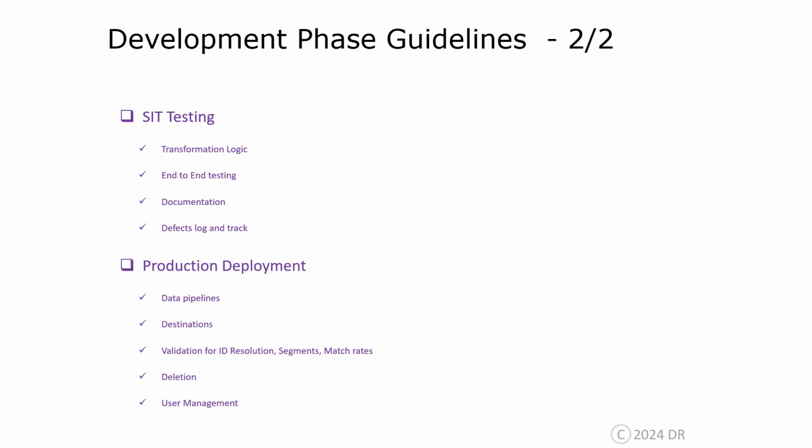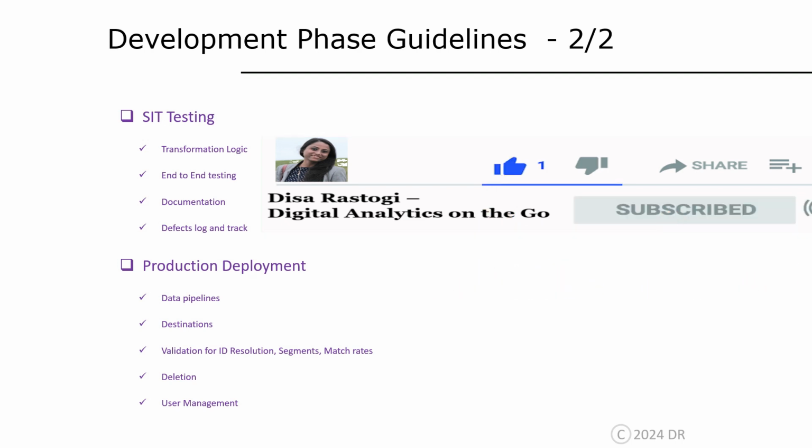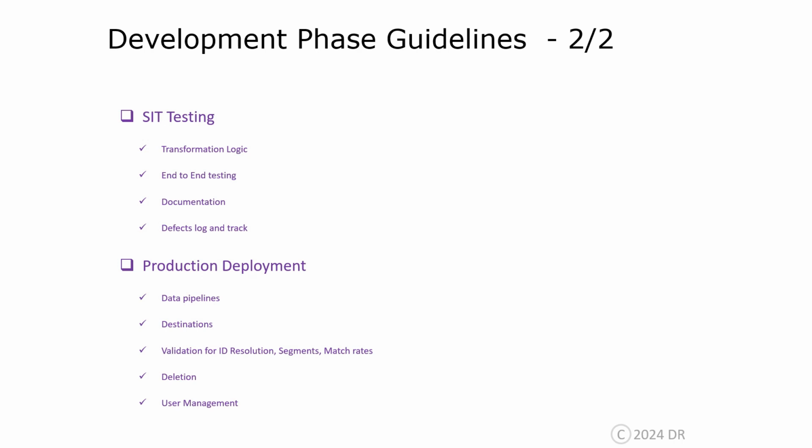Another key thing is to document all your evidences of testing. This will help in client driven testing, which is your UAT phase. And one caveat here is log all your defects, and track them as they get resolved. So this will help you in the SIT testing, these best practices.